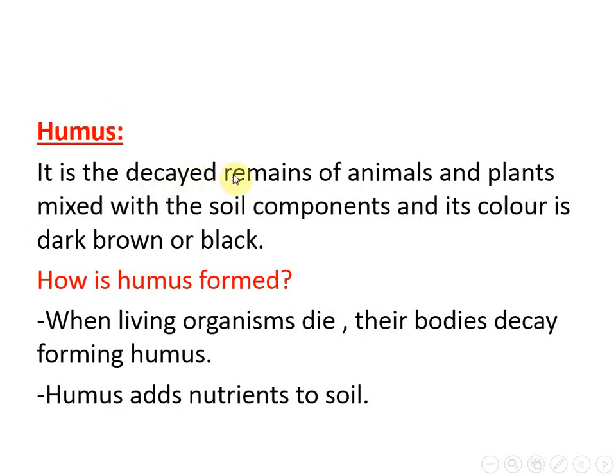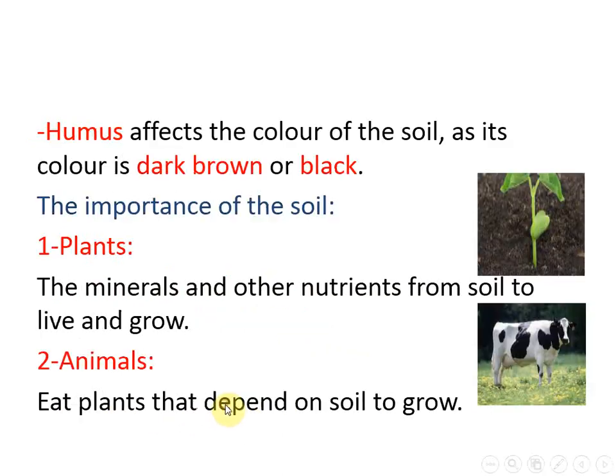It is the decayed remains of animals and plants mixed with the soil components, and its color is dark brown or black. How is humus formed? When living organisms die, their bodies decay, forming humus. Humus adds nutrients to the soil. It also affects the color of the soil, as its color is dark brown or black.